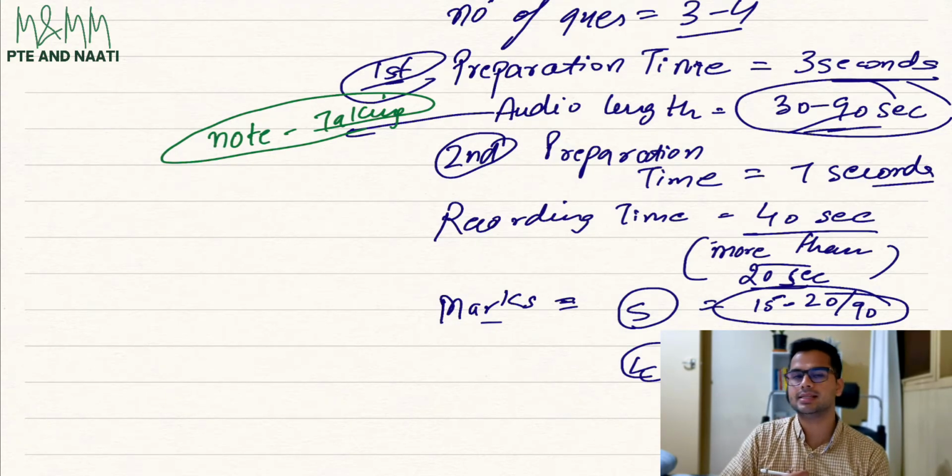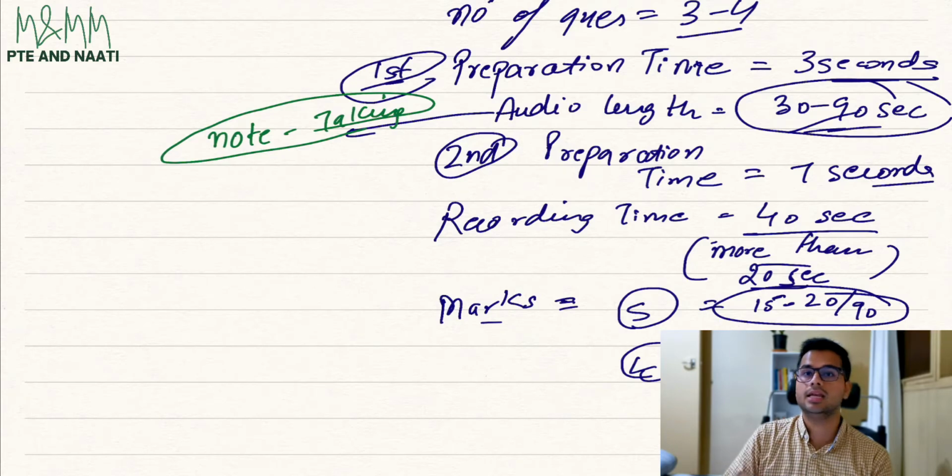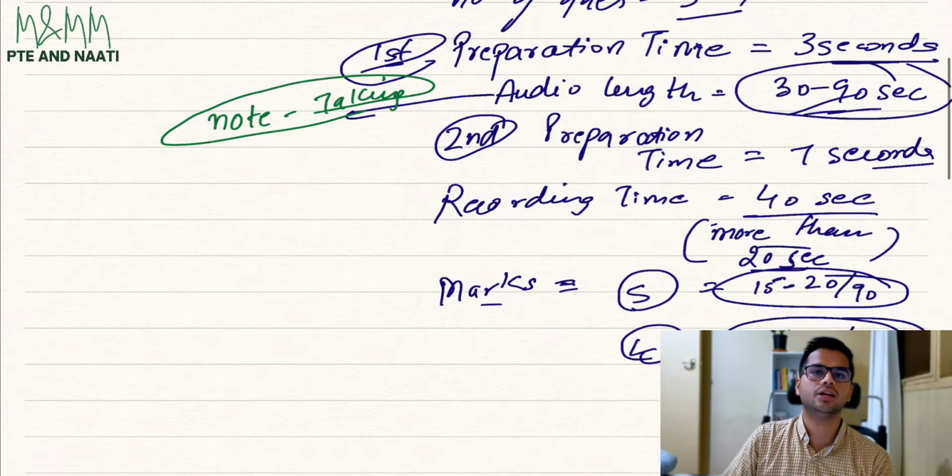So according to me, it's an extremely important topic. Anyone out there who is aiming for 65, 50 or 79 or even a perfect 90, this topic is one of the topics which will act as a decider. So we really need to get this well.